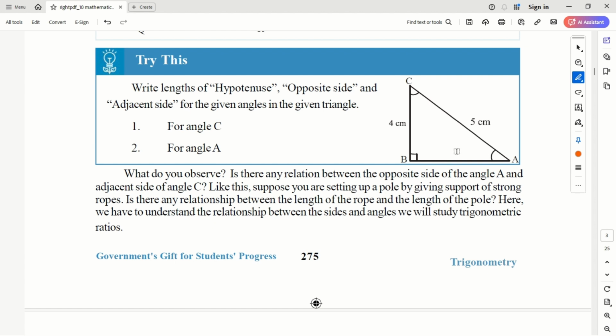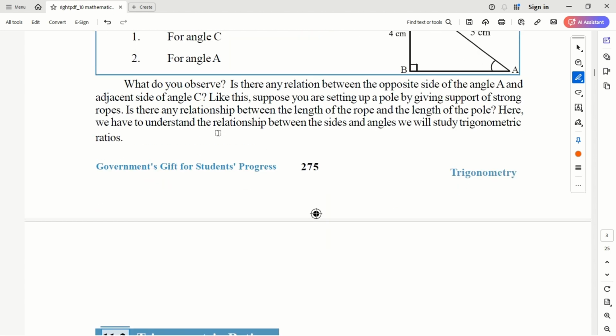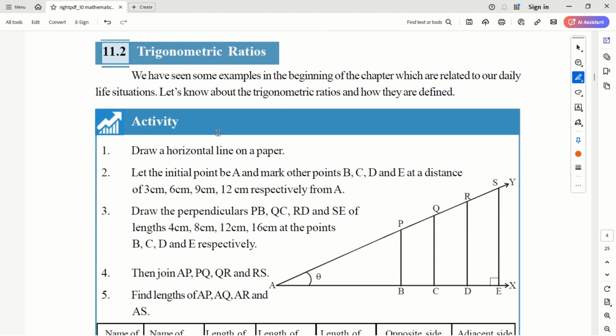From angle A point of view, opposite is 4 centimeters, adjacent is 3 centimeters, hypotenuse is 5 centimeters. Okay. So this is the notation which we'll follow. Then what are trigonometric ratios? Let's do a simple exercise.